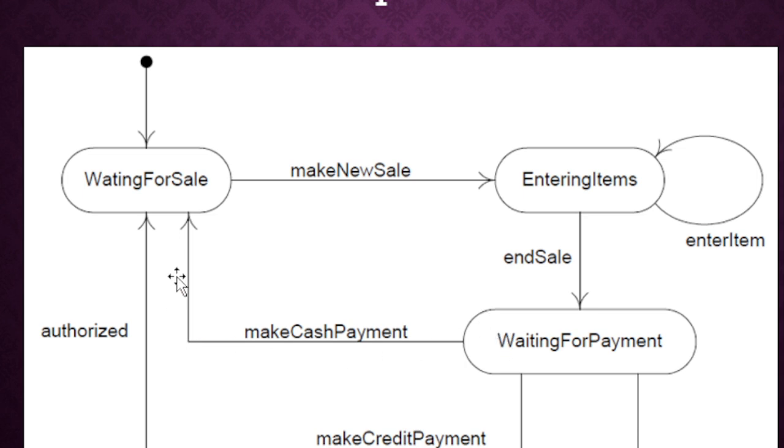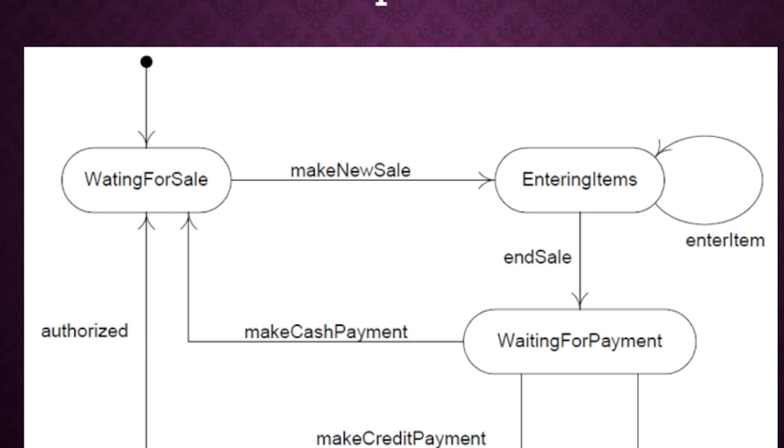If you go for the cash payment, you enter here, and obviously you get the product, and your transaction is completed. Or you go for a credit card payment or a check payment. In both cases, you need to be authorized by a certain agency, maybe a bank or credit agency, and when they authorize the payment, that authorization will be sent to the waiting for sale state, and once it is received, that transaction is completed. You might add certain details into it.